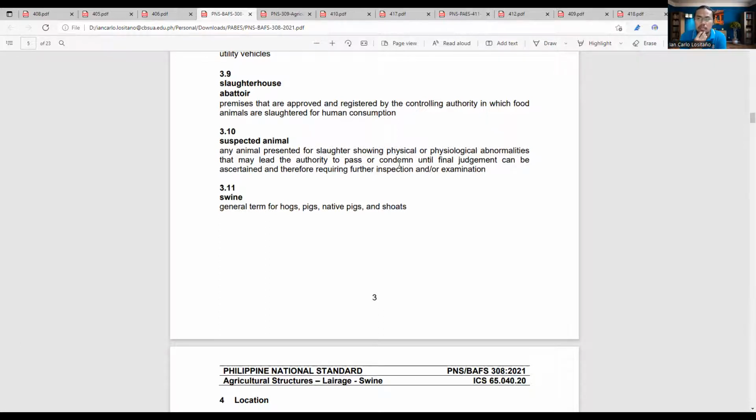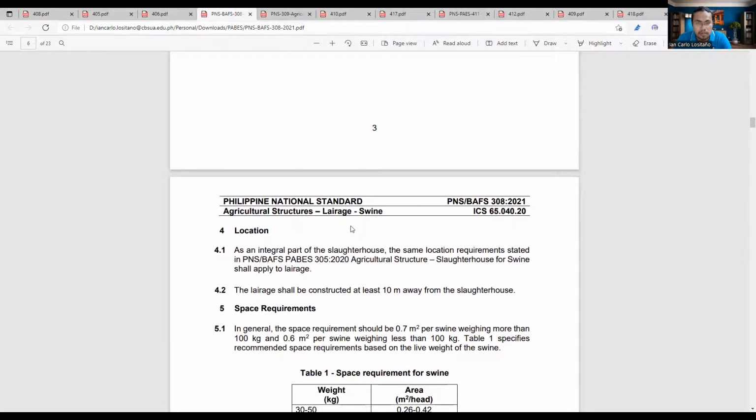To avoid wastage of feedstuff, the animals are actually fed only up to a certain time prior to slaughter. In this standard, the discussion is on swine. These refer to hogs, pigs, native pigs, and shoats. The next standard is going to be on ruminants.